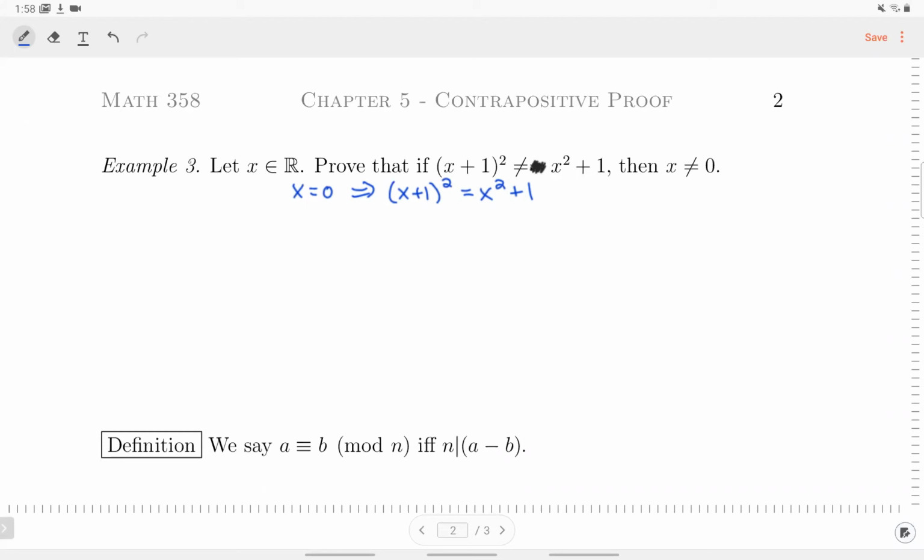I'm not even going to write up scratch work before I write my proof, because literally I'm assuming x equals 0. So I'm literally just going to plug 0 in. Okay, so let me show you how that'll look in the proof, because we've got to be careful. All right, so proof. Let x be an element of the reals with x equals 0.